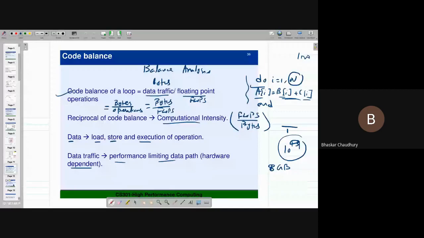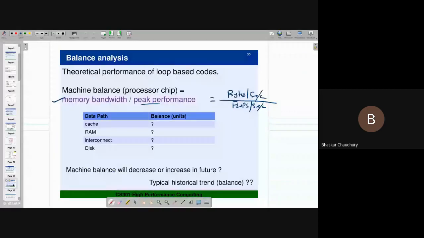This part is clear to all of you? This part is clear? Yes, sir. Yes, sir. Yeah.